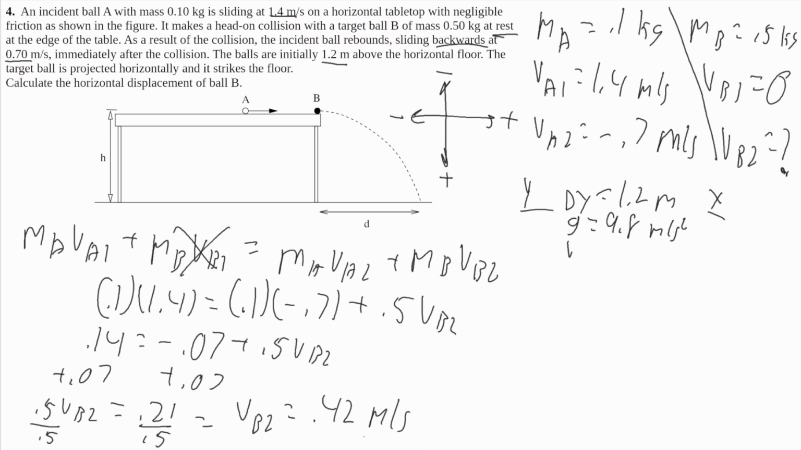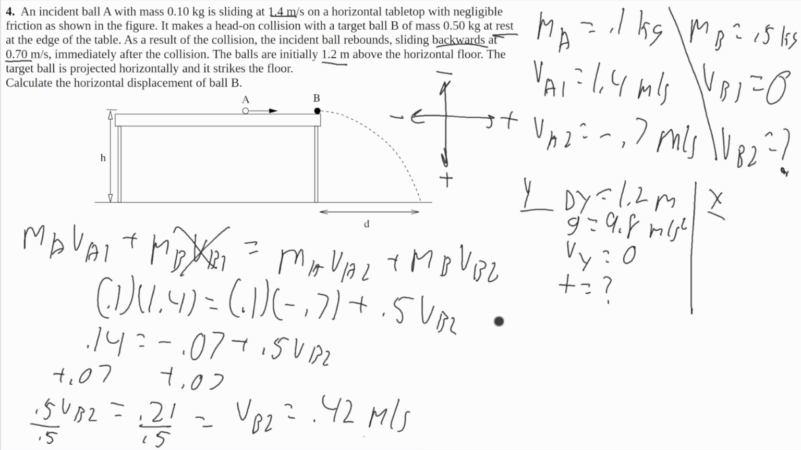And v in the y is going to be 0, because we're assuming that this ball B will be launched purely horizontally, because ball A is only moving in the x direction. So it'll only apply momentum in the x direction from ball B. And since it won't have any y velocity, it'll be 0. And we're going to solve for time, and we're going to use this time in the x equations.